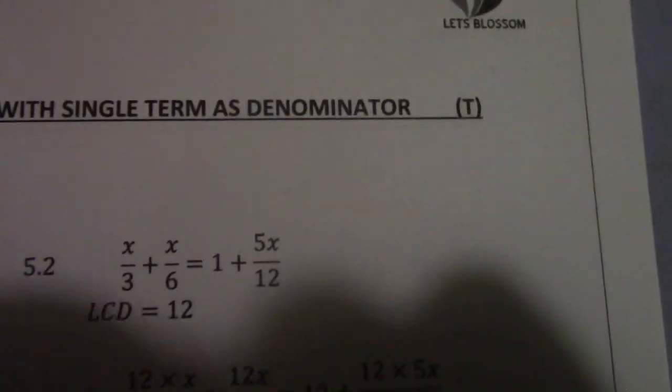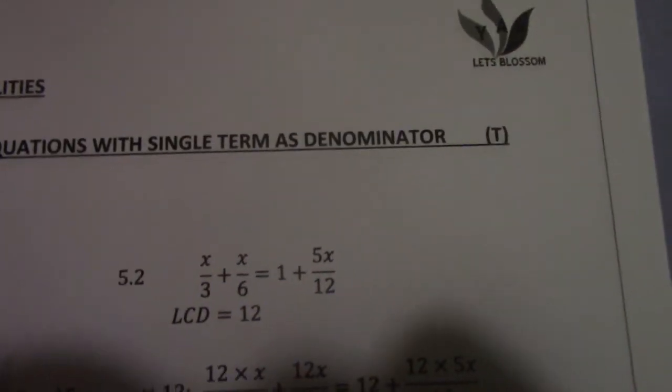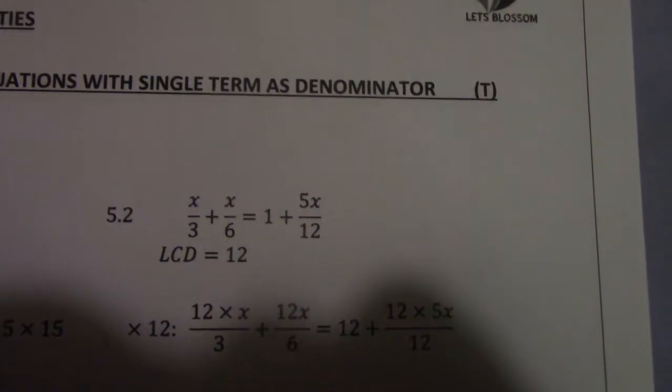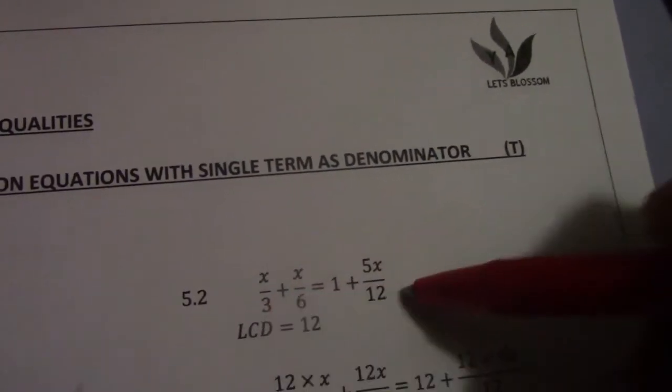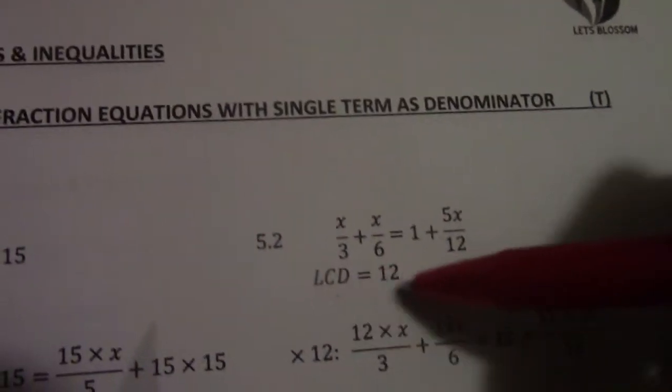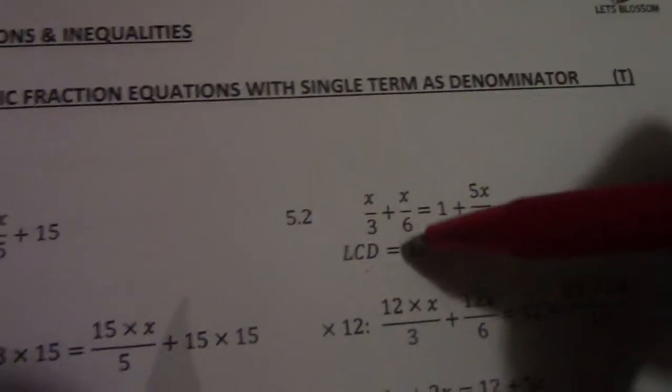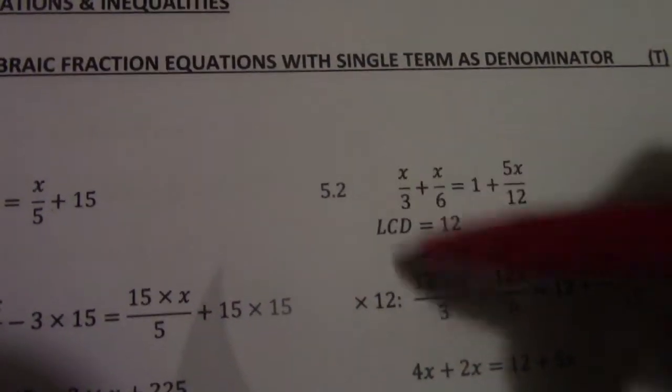Right. Look at the second problem here. Again, I have x over 3 plus x over 6 equals 1 plus 5x over 12. Now if I look here, I have an LCD of 12. 6 can go in 12 and 3 can go in 12. So the lowest common denominator is 12. Again, multiply everything by 12.